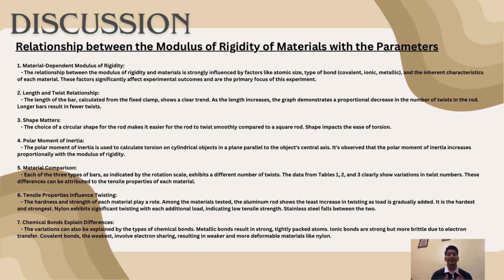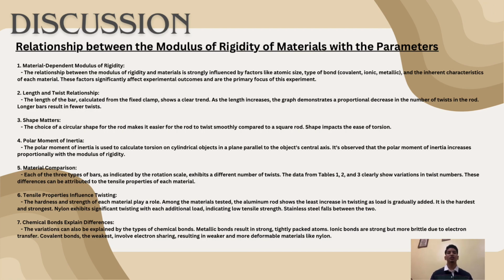It is reasonable to conclude that each of the three types of bar indicates a different number of twist rods, as indicated by the rotation scale based on the tabulation of data gathered during the experiment. It is clear from data tables 1, 2, and 3 that there are various numbers of twist rods when compared to one another. The tensile properties of each individual substance help to explain this.